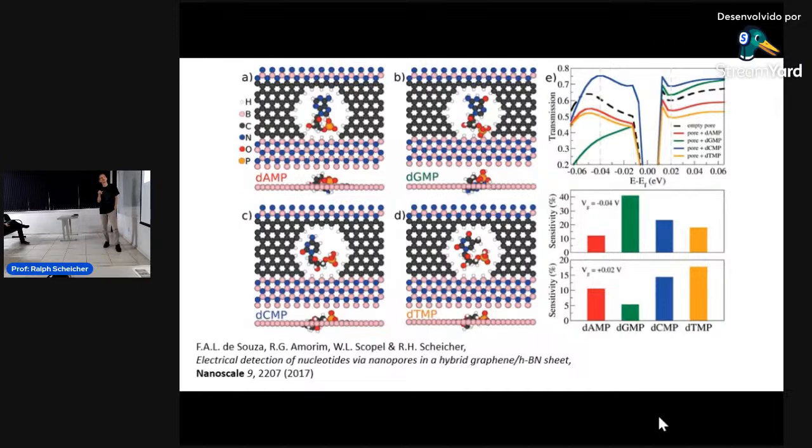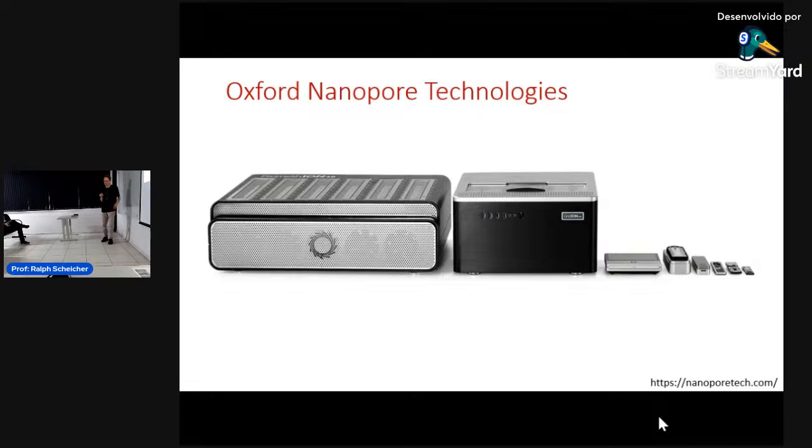So we can analyze this here for different gate voltages. If we go away from the Fermi energy and shift the chemical potential, then we can say, okay, for certain gate voltages, one can actually distinguish quite well between the 4 different bases with this setup. Okay, so these were just some examples of how one can use these kinds of 2D materials and these kinds of materials modeling to explore in the computer how to make this kind of nanotechnological devices for DNA sequencing.